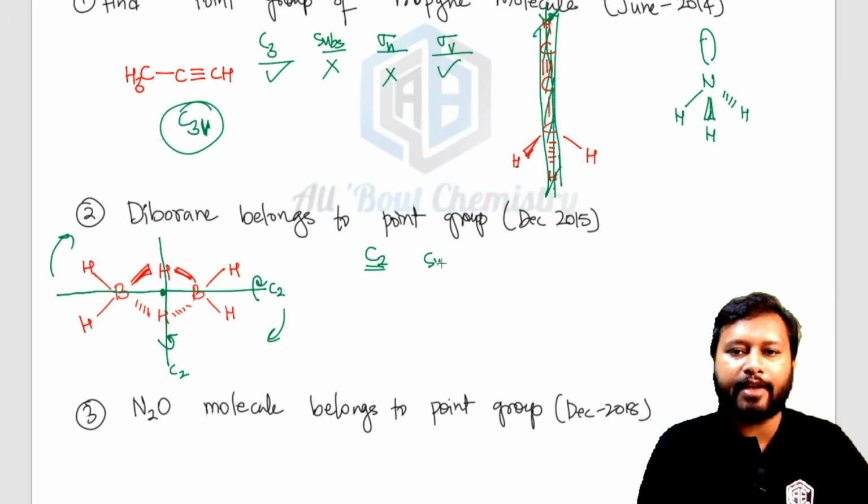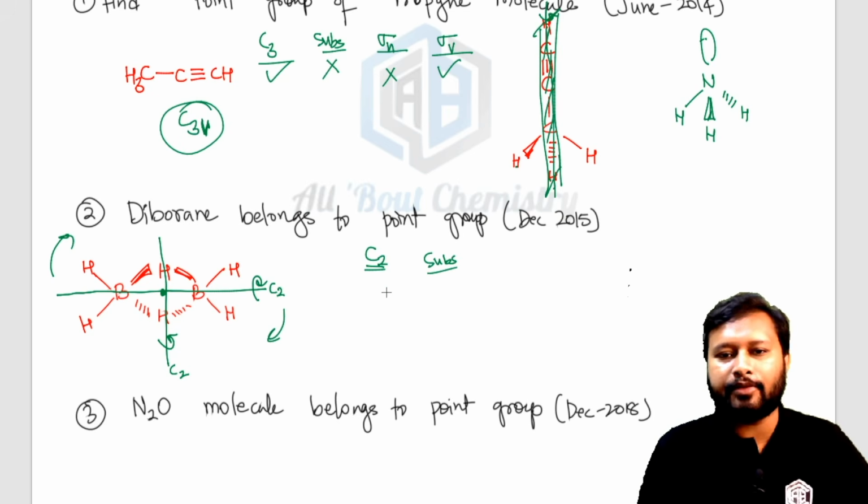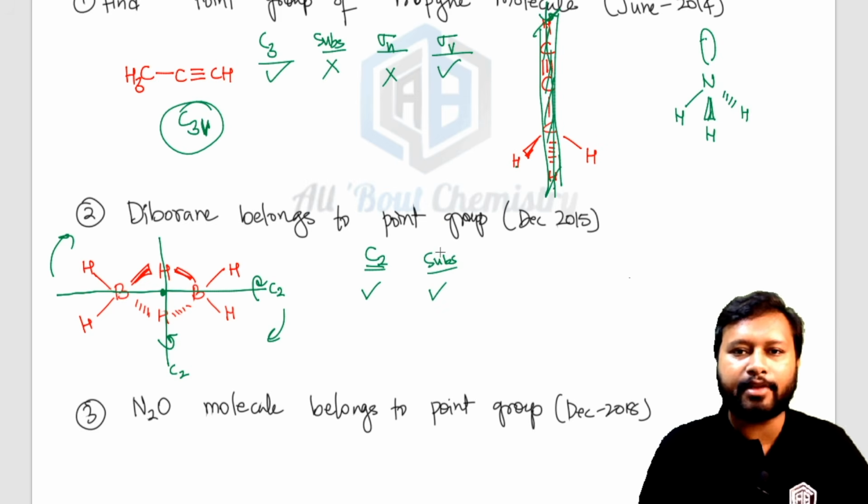So do we have a subsidiary axis? First of all, let's talk about the principal axis. Yes, I do have a principal axis. Do we have a subsidiary axis? Yes, I do have a subsidiary axis. Let's look for the sigma h plane.